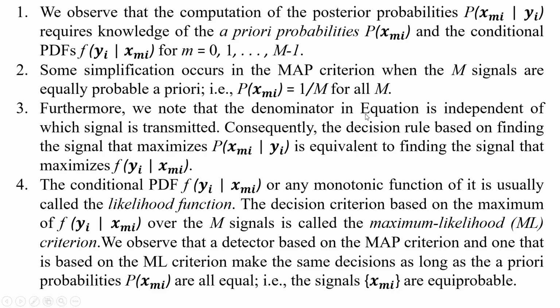Furthermore, we note that the noise is independent. I have already discussed this point. The conditional PDF, or any monotonic function of it, is usually called the likelihood function. The decision criterion based on the maximum of f of yi given xmi is called maximum likelihood. We observe that a detector based on the MAP criterion and one based on the ML criterion make the same decision as long as the a priori probabilities are all equal, that is, the signals are equiprobable. So that is the concept of maximum likelihood estimation and maximum a posteriori estimation and detection. So I finish my lecture here. Thank you.